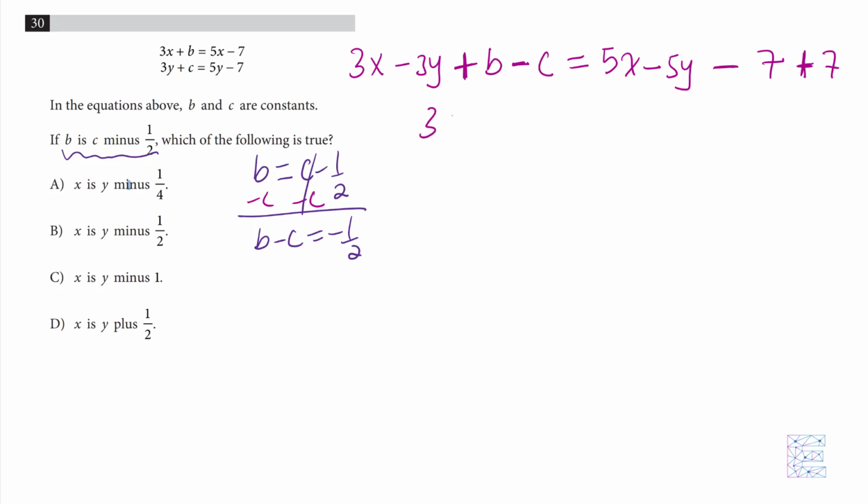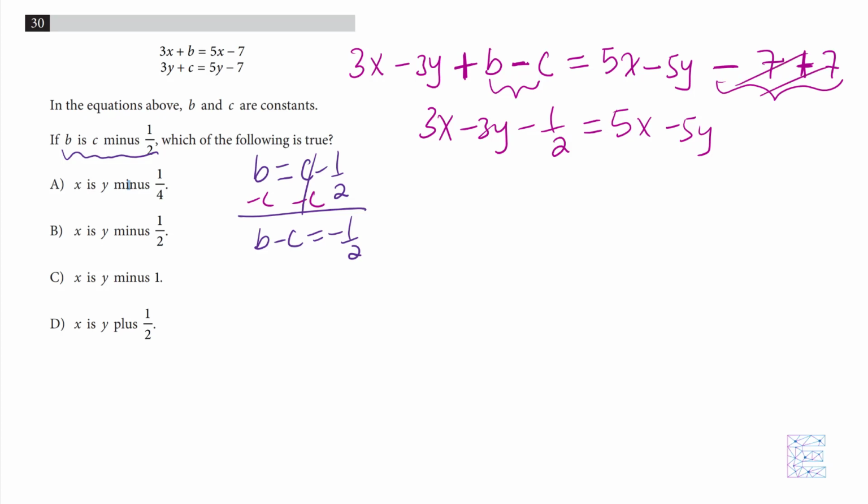We would have 3x minus 3y. This b minus c is actually negative 1 over 2. That's what we just found out. Equals 5x minus 5y. And guess what? This negative 7 plus 7, those cancel out too. Those are gone. So that's what we have.